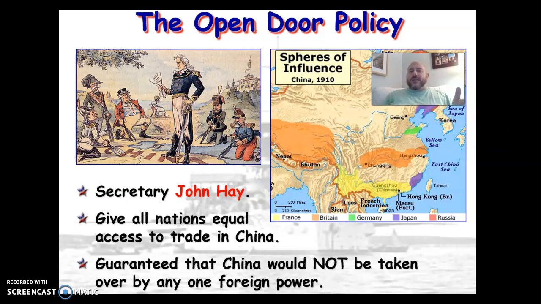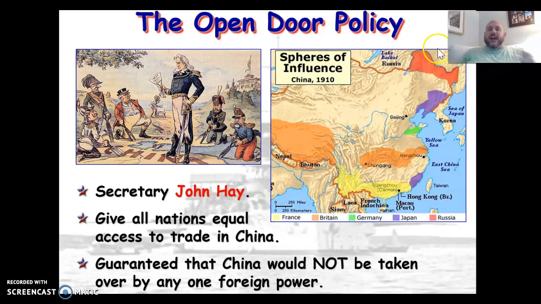So if you take a look at this map right over here, you can see how China was carved up by the major powers of the time: France, Britain, Germany, Japan, even Russia to some degree. And remember, in a sphere of influence, the country that has a sphere of influence in a given location controls the entire economy of that region.